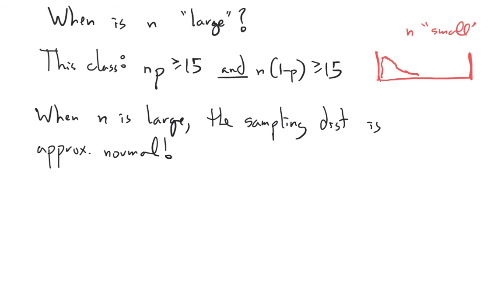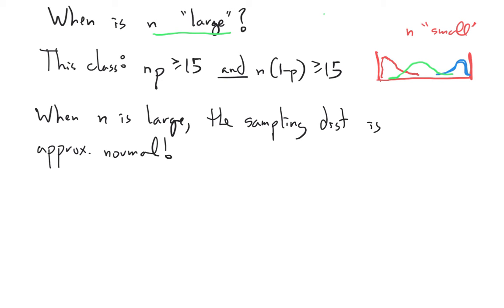So if n times p is too small here, then we get a distribution that looks like that. And if n times q is too small, we get something that butts up against 100%. It's too skewed for us, and it doesn't look particularly normal. But if n is nice and large, then our distribution is going to look fairly normal, which is great. And for our purposes, 15 is going to be our cutoff for normal. So that's fantastic. We know our sampling distribution is going to be approximately normal.